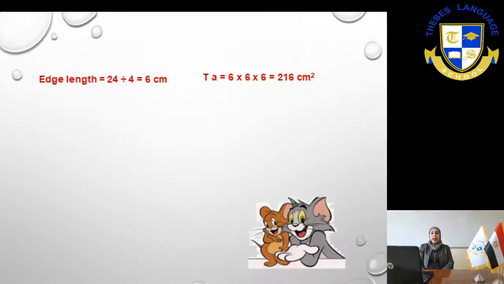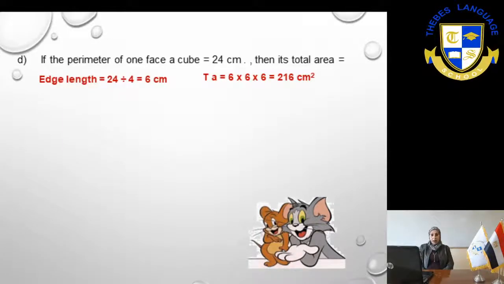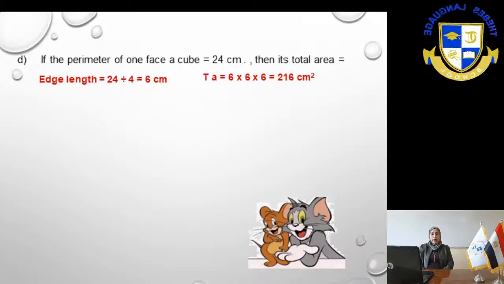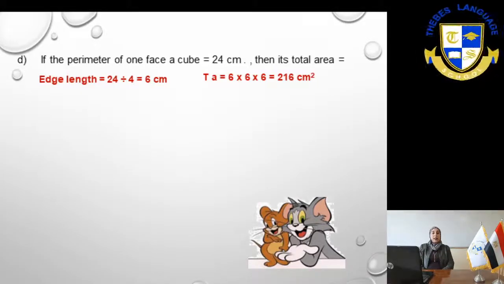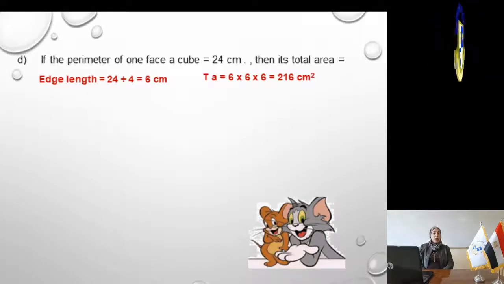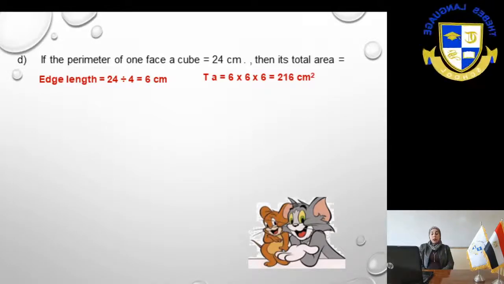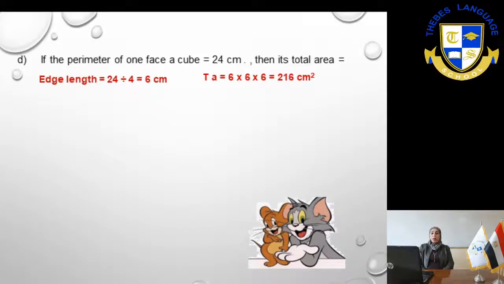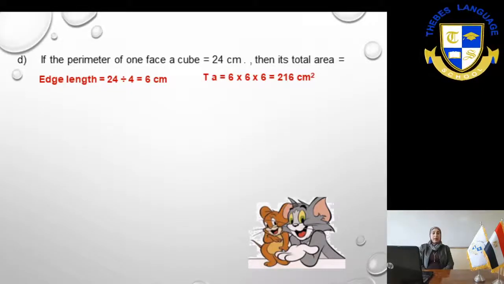Letter D. If the perimeter of one face of a cube equals 24 centimeters, then its total area equals how much? Okay, here I have a perimeter, so I must divide the perimeter by 4 to have the edge length. It will be 24 divided by 4 equals 6 centimeters. Now calculate the total area. It will be edge times 6, which means 6 by 6 by 6 equals 216 centimeters squared.